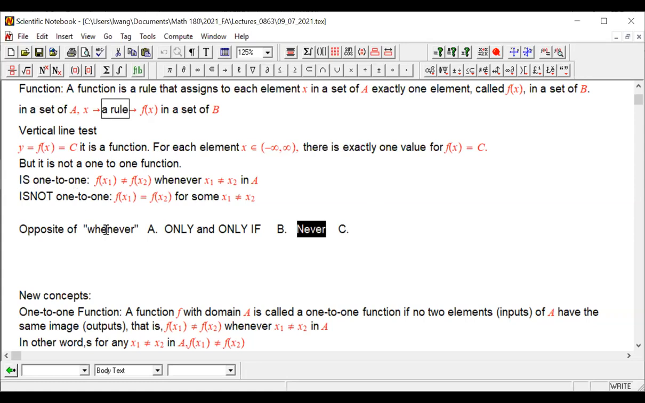Okay, so the opposite of whenever includes never. Why includes never, but not limited to never? Because never would mean that for any x1, x2. So what would never mean in a mathematical context in this situation? What would never mean?